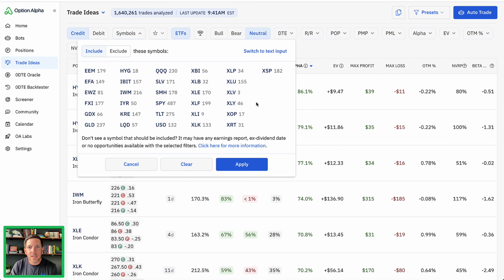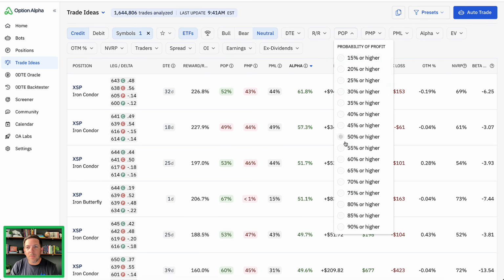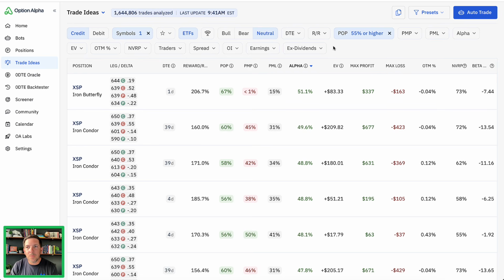So just so we can look at the same set of data, let's select XSP as a single ticker symbol so we can get the same kind of metrics here. And then what I would do is set probability of profit at least greater than 50% as a low level filter here. And what you can actually do, just to find specifically iron butterflies versus iron condors if you don't want to look through them in the list, is sort by probability of max profit. You're going to want to sort for the lowest probability of max profit, which is going to be less than 1%.